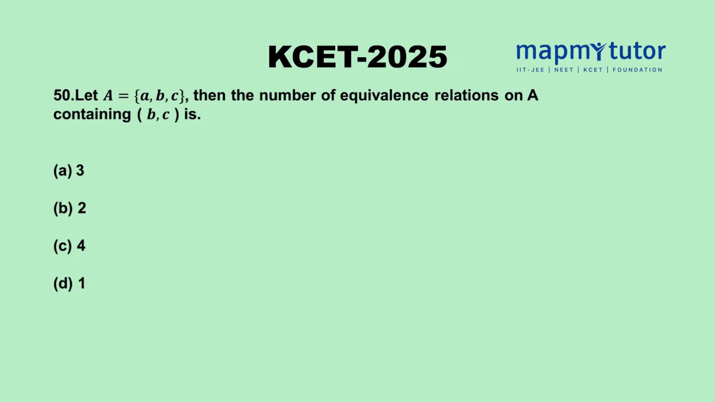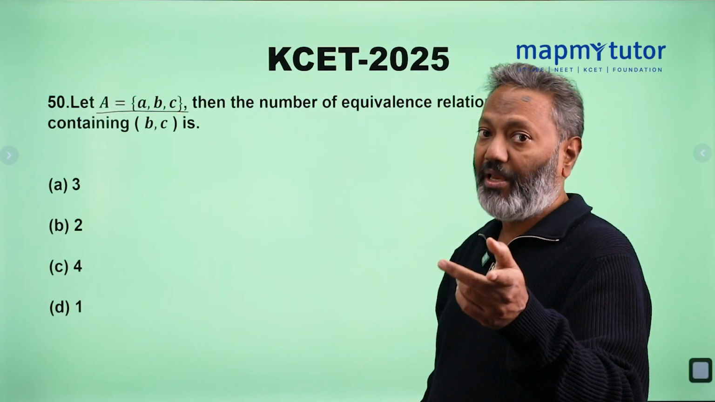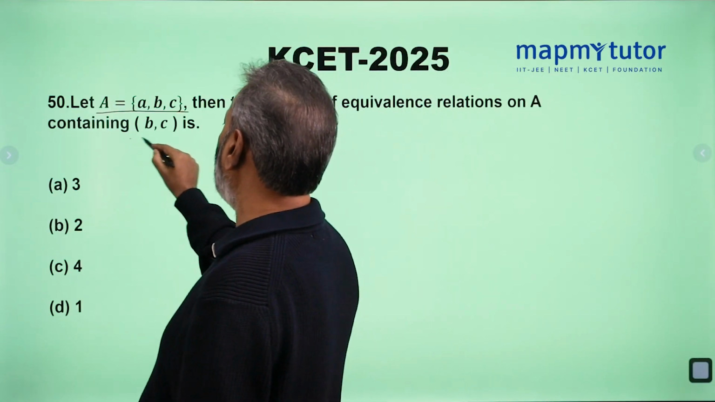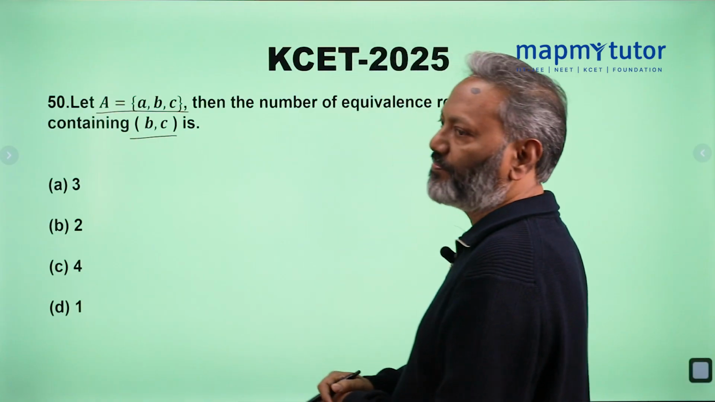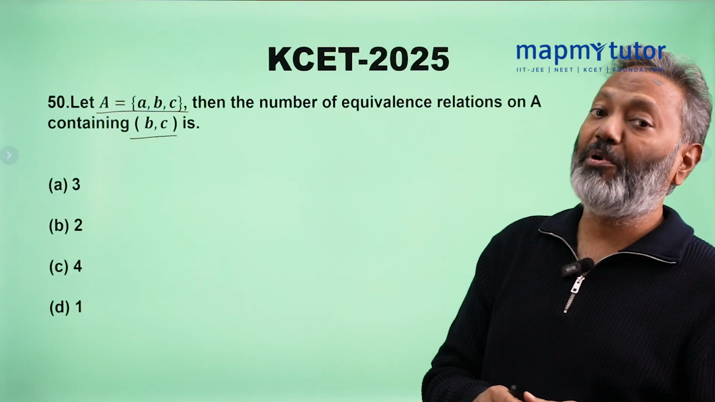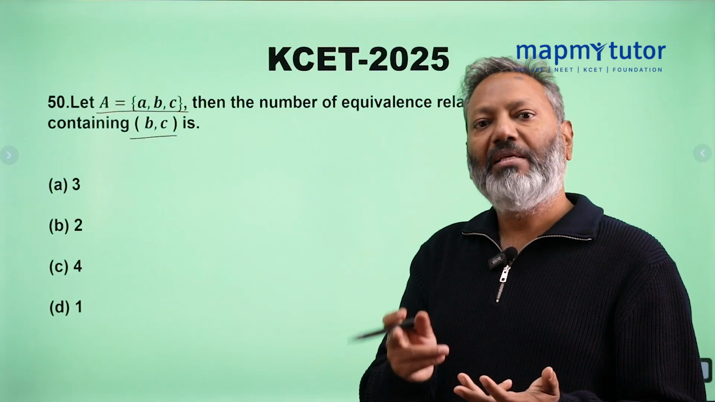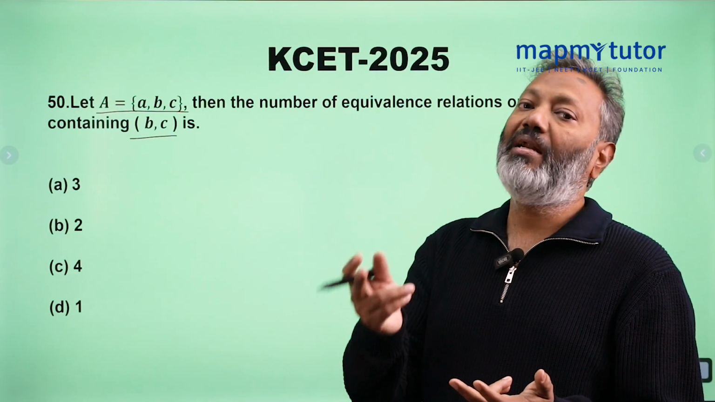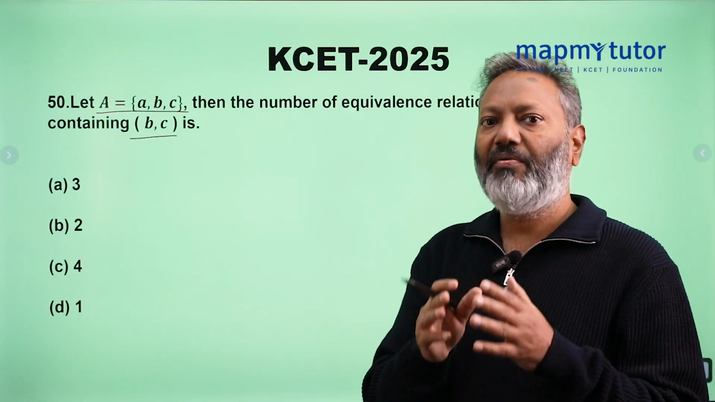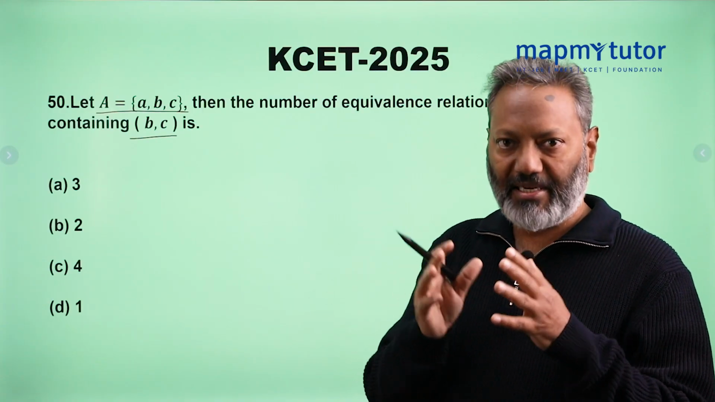A is given as {a, b, c}. Then the number of equivalence relations on A, that means from A to A, which contain (b, c). What is meant by an equivalence relation? A relation which satisfies 3 properties. What are those 3? It should be reflexive, it should be symmetric, and it should be transitive. Then only we say it is an equivalence relation.